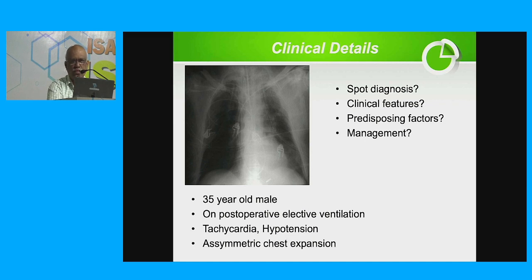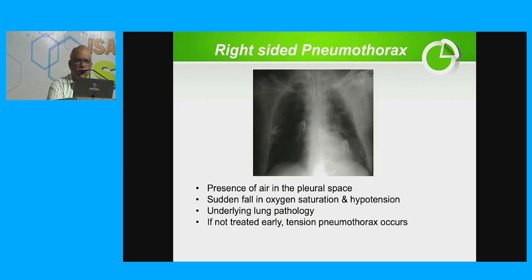When you say pneumothorax, it should be right or left? So it's a right-sided pneumothorax. Pneumothorax is the presence of air in the pleural space, with sudden fall in oxygen saturation. For viva, these questions can be given and you can be asked everything about pneumothorax, how do you distinguish it, or ICU management, depending upon the whims and fancies of the examiner.